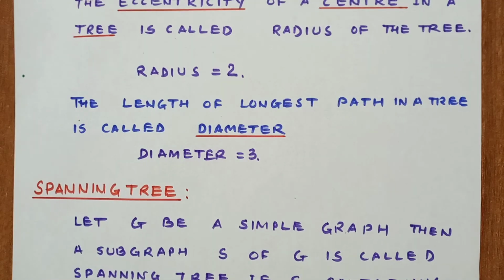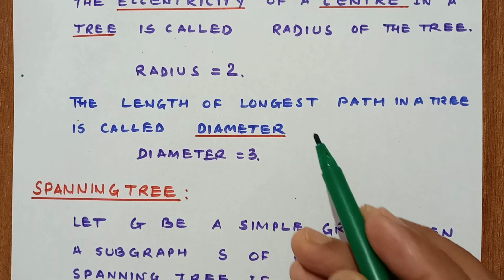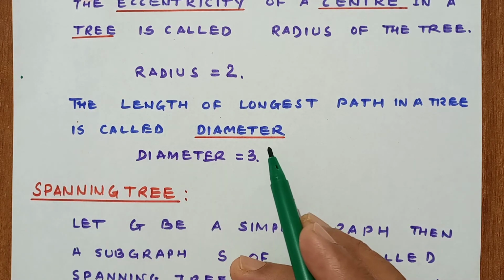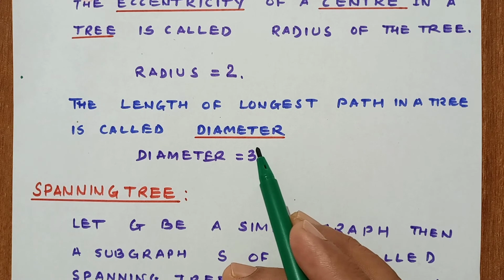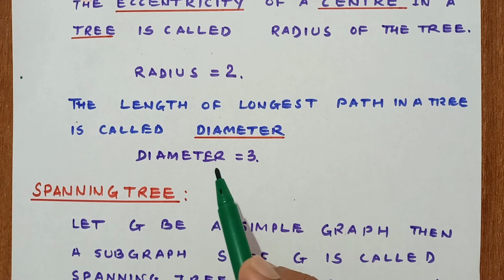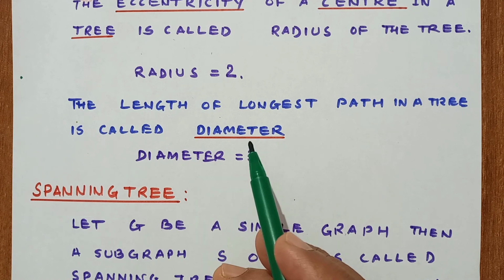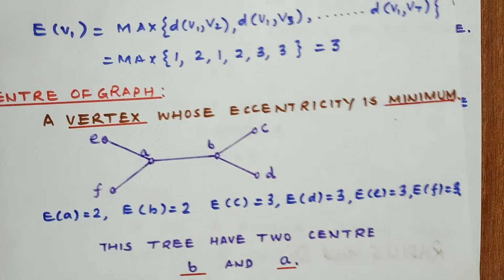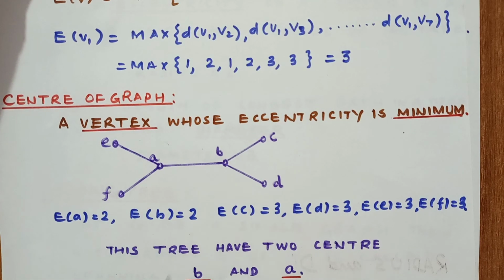Now diameter. The length of the longest path in a tree is called the diameter. In other words, it is the maximum eccentricity. So here the diameter is 3. In this tree, the diameter is 3 because the maximum length is 3.